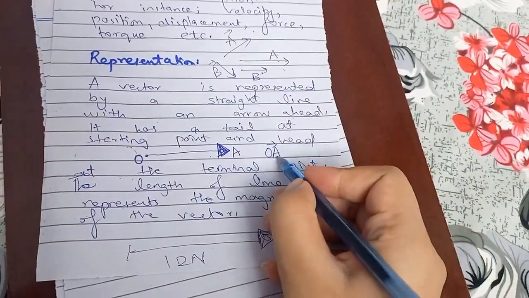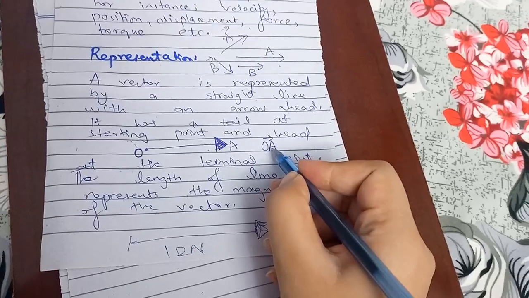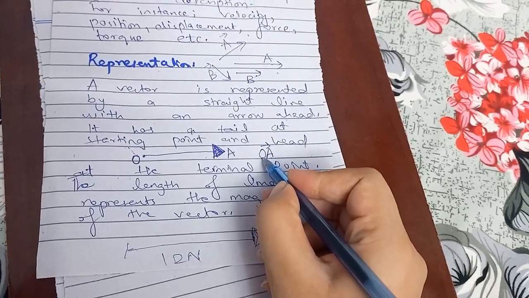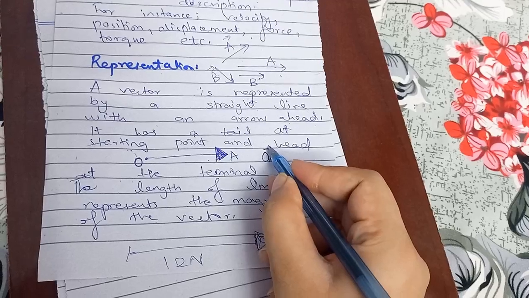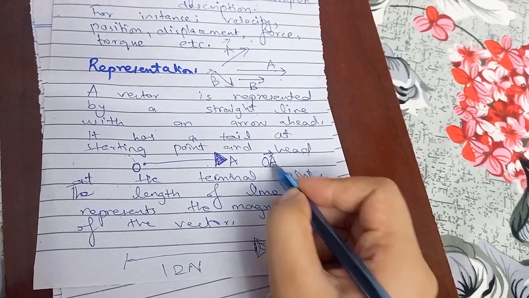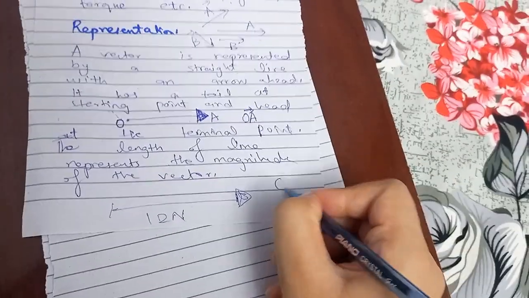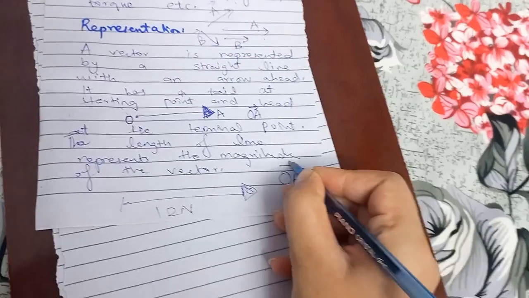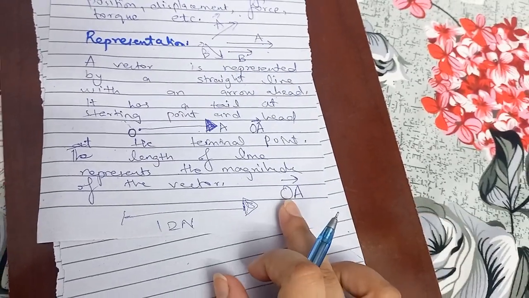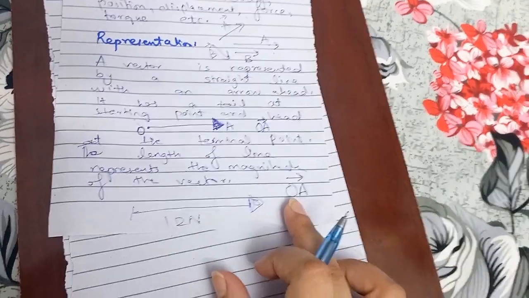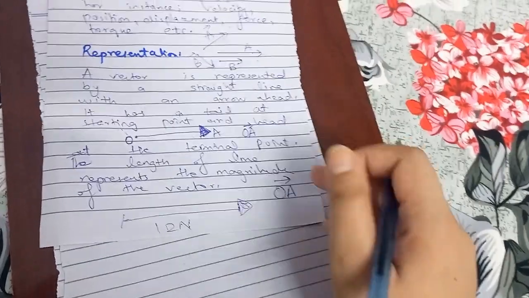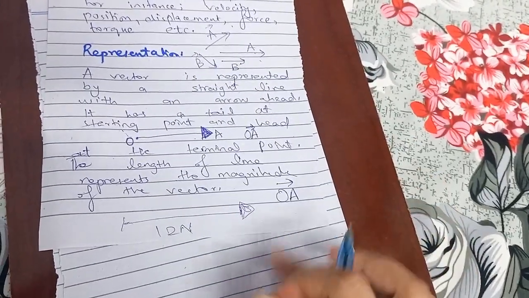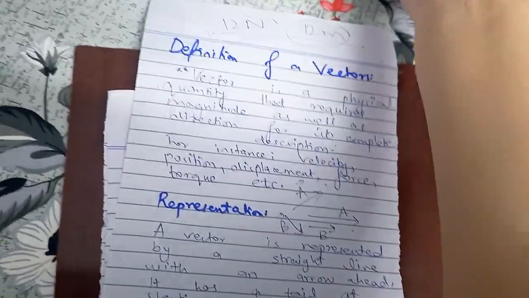Okay, OA, we have written the letter O first since it's the initial point, and the final point A, and an arrow over it to show that it is representing a vector. Like that. You will always write a vector by some symbol and an arrow over that symbol to show that it is a vector. Okay, in books what happens is, they use bold letters.